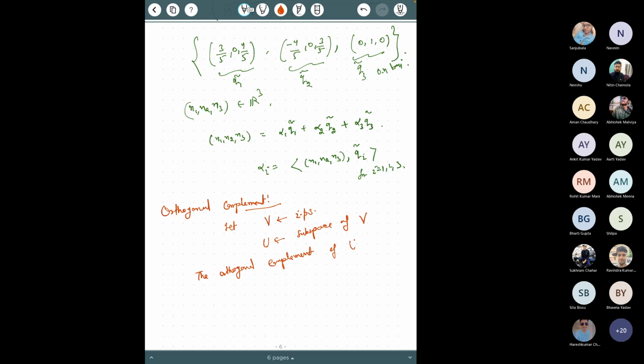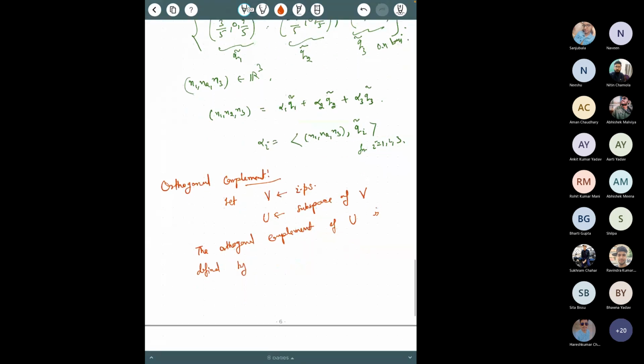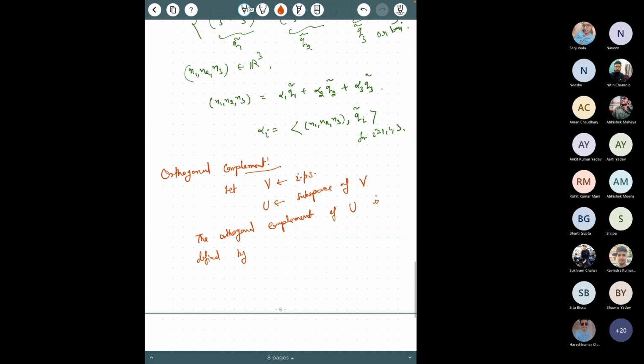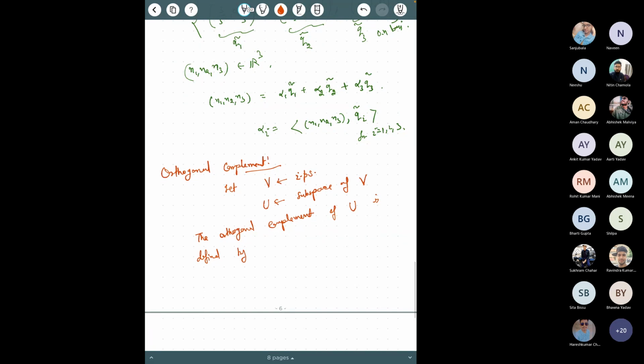Orthogonal complement means you collect all the vectors which are orthogonal to this space U, that means to each vector in this subspace U. The orthogonal complement of U is denoted by U perp, and this is the collection of all vectors v in the vector space such that the inner product of u and v is 0 for all u in the subspace U. So you collect all the vectors in V which are orthogonal to the subspace U. When we say orthogonal to a subspace, that means it is orthogonal to each vector in the subspace.